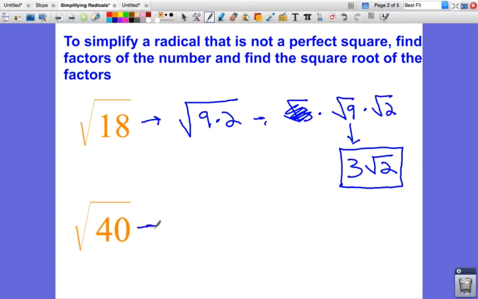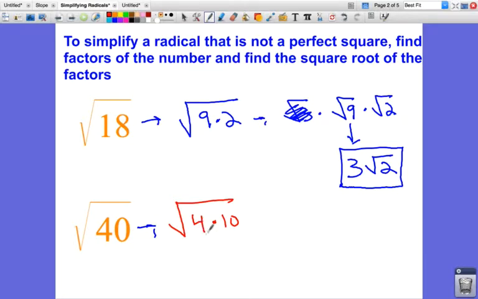Let's try another one here. I'll do this one in red. So let's try one here with the number 40. So the square root of 40, I need to separate. I'm trying to find a perfect square for the factors. So right away, I know 4 times 10 is one of my factors. I know I could do 20 times 2, 4 times 10. There's a lot of factors that go into 40. But if I do 4 times 10, the reason why I like 4 times 10 a lot is it gives me a perfect square right here.